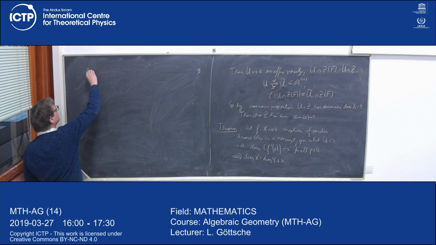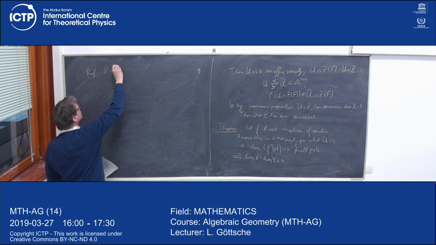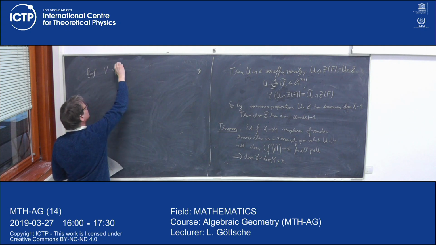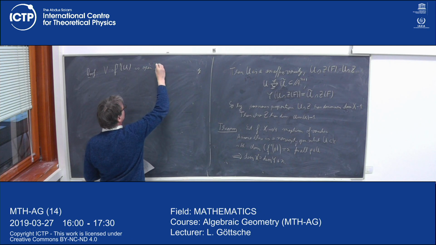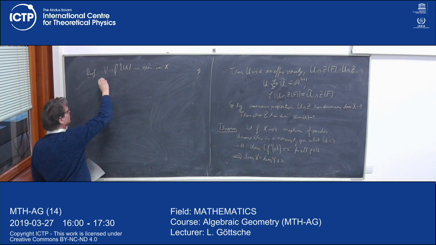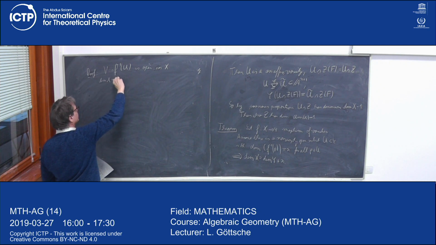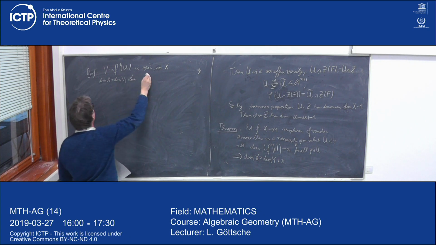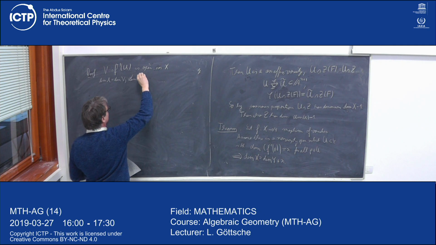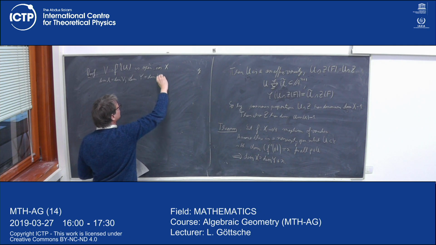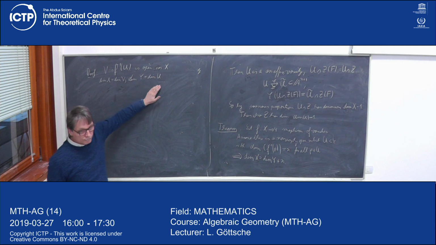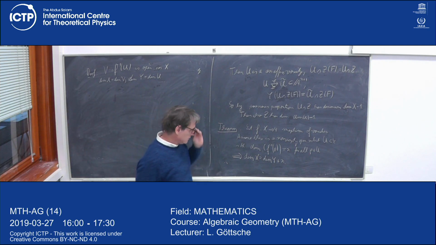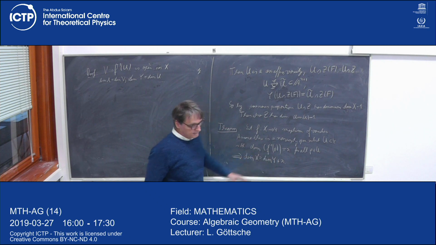So if I take v equal to f to the minus 1 of u, it is open and dense non-empty in x, and so the dimension of x is equal to the dimension of v, and the dimension of y is equal to the dimension of u. So we can replace x by v and y by u, and so it's enough to show our result under the assumption that all fibers have the same dimension.